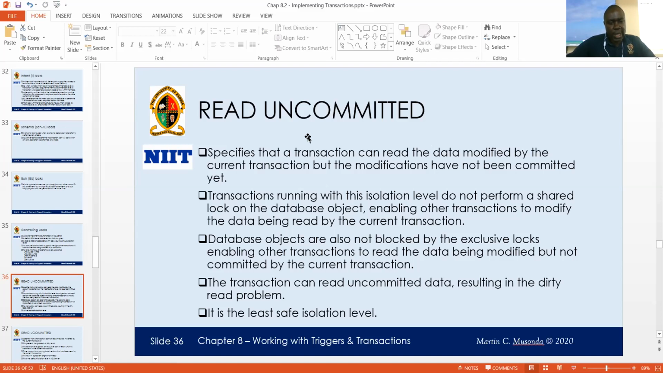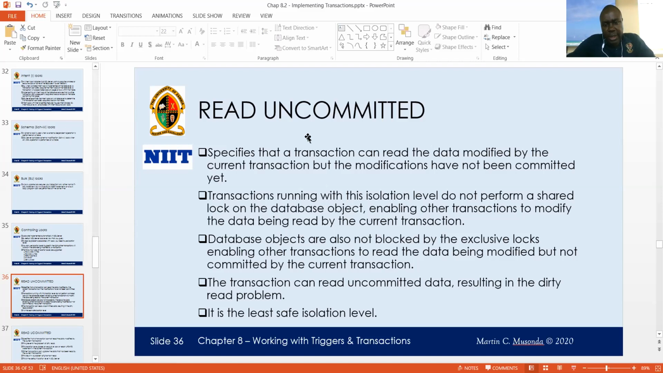Now, what we're saying is that before those changes have been saved back into the table, you can still access them. The other transactions can still access those changes before they are saved into the table. Database objects are also not blocked by the exclusive locks, enabling other transactions to read the data being modified, but not committed by the current transaction.